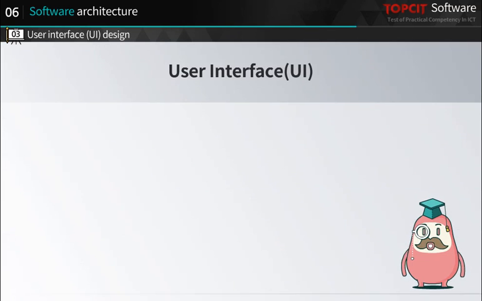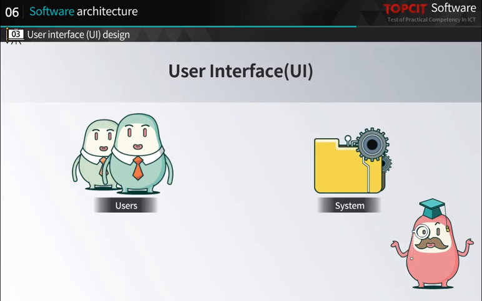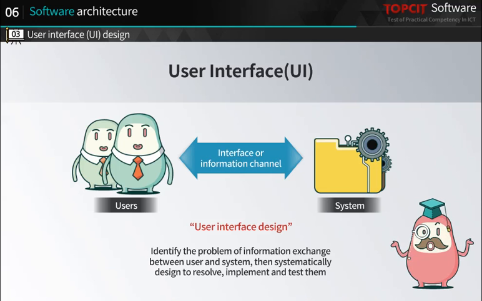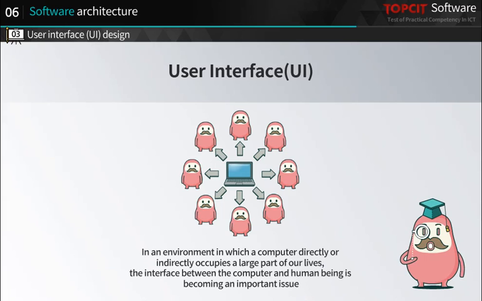The user interface is defined as the interface between the person and the system, or the information channel between the user and each system. Therefore, to make the system easier to use, user interface design means to identify the problem of information exchange between user and system, then systematically design to resolve, implement, and test them. Especially in modern times, in an environment in which a computer directly or indirectly occupies a large part of our lives, the interface between the computer and human being is becoming a more important issue than anything else.